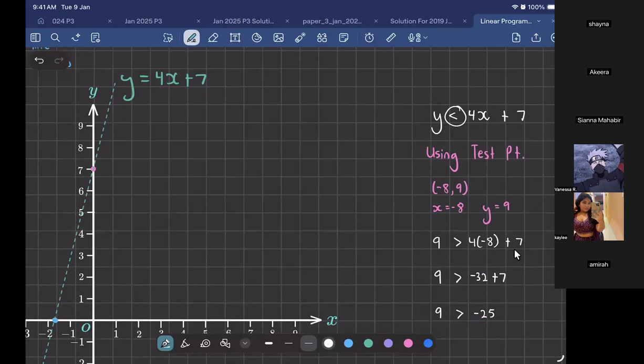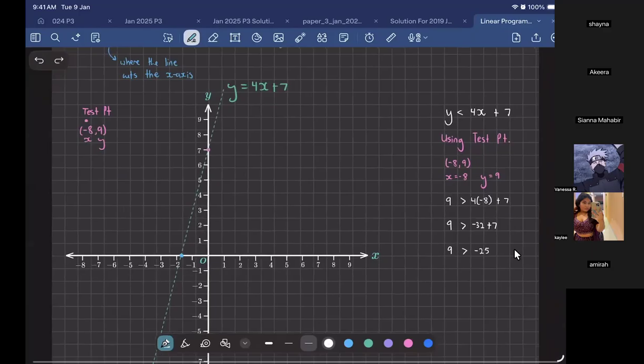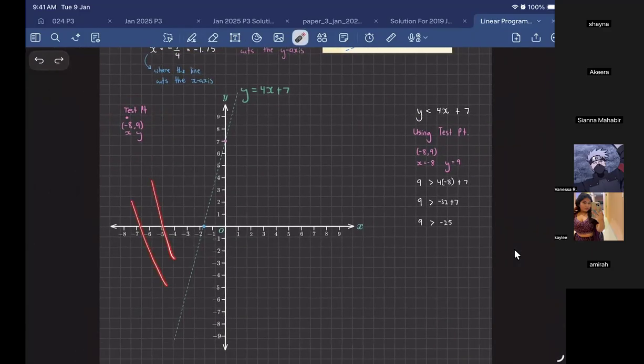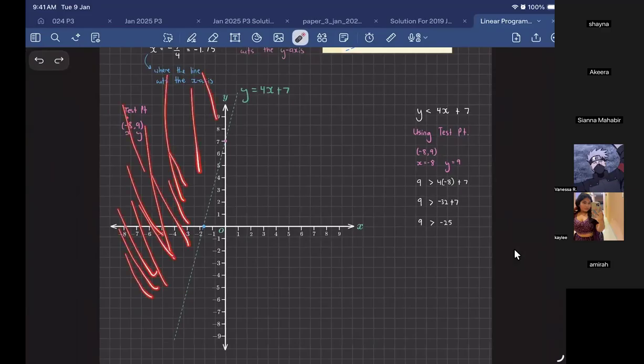Talk to me, ladies. Did we want more than? No, we wanted less than. So if this test point is invalid, then that means this region is what? Could I shade this region if this point is invalid? No, sir. No, I can't. Right?